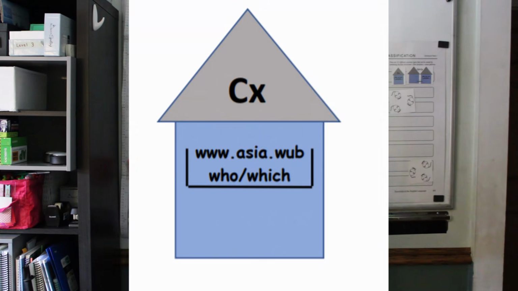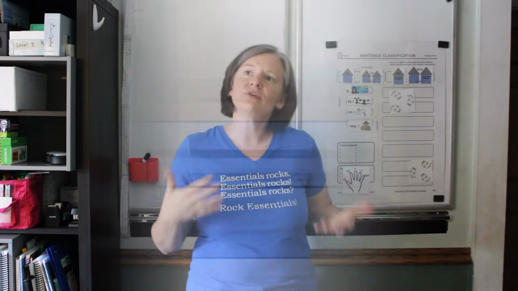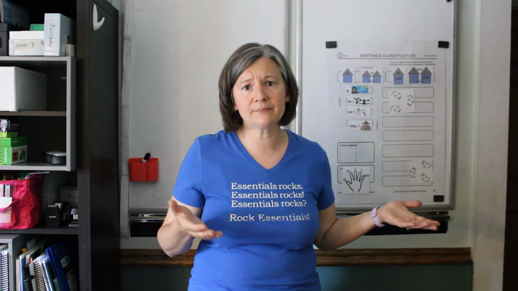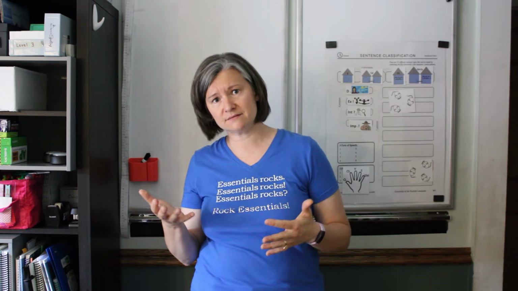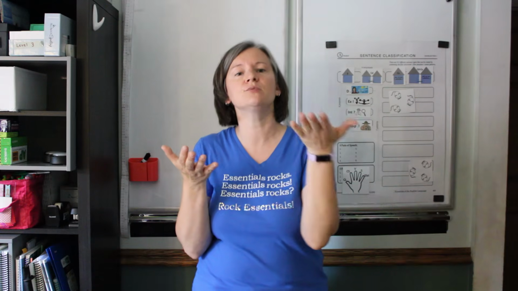Our complex sentence has a balcony on that simple sentence. If you think about it, you can't have a balcony without a house. You have to have the house first, and then you put a balcony on it.